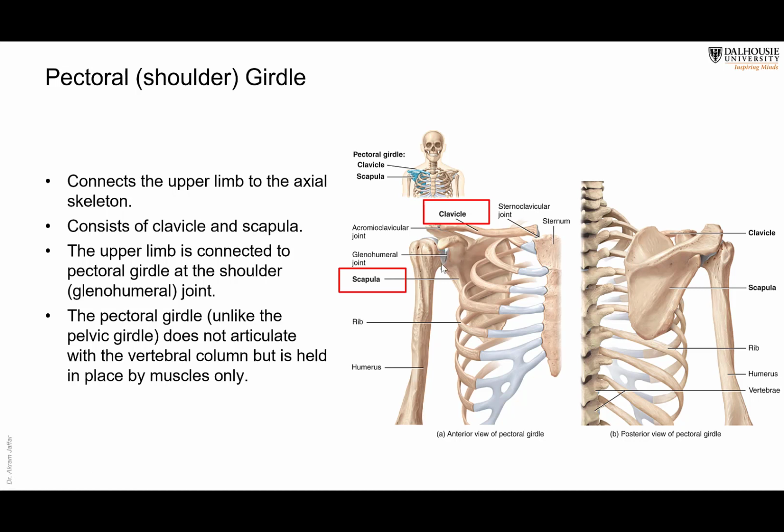And as you can see here, the pectoral girdle, unlike the pelvic girdle, which we are going to talk about in a moment, is not connected to the vertebral column. So you can see here that the scapula is held in position by muscles. It is not articulating with the vertebral column like the hip bone articulates with the sacrum, part of the vertebral column. And also you can note here that it is only the clavicle that articulates with the axial skeleton. It articulates with the sternum at a joint which is called the sternoclavicular joint. And this is a very small articulation.